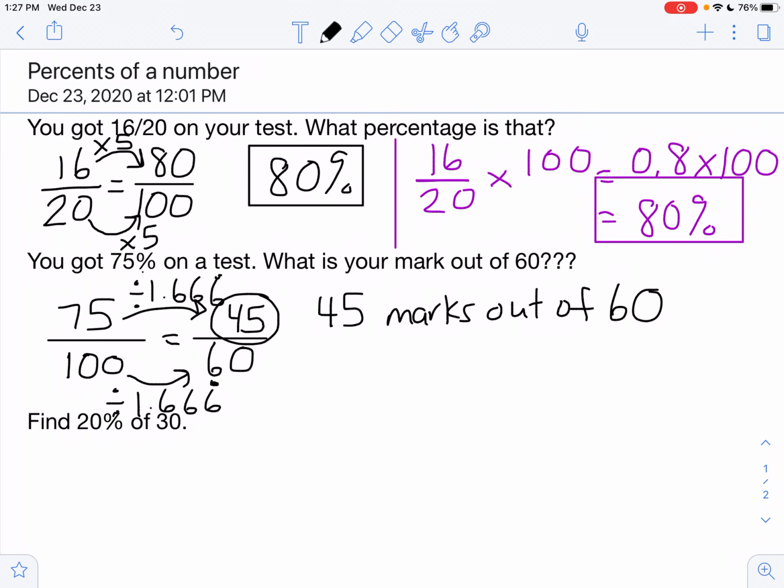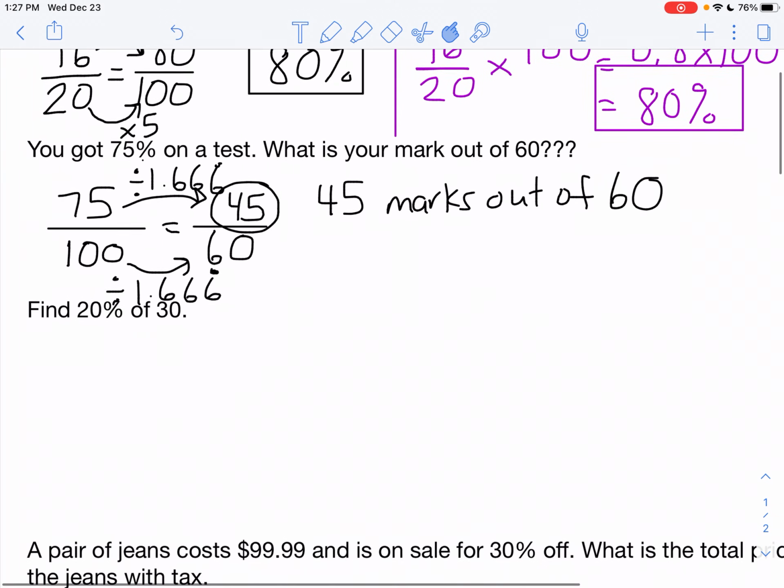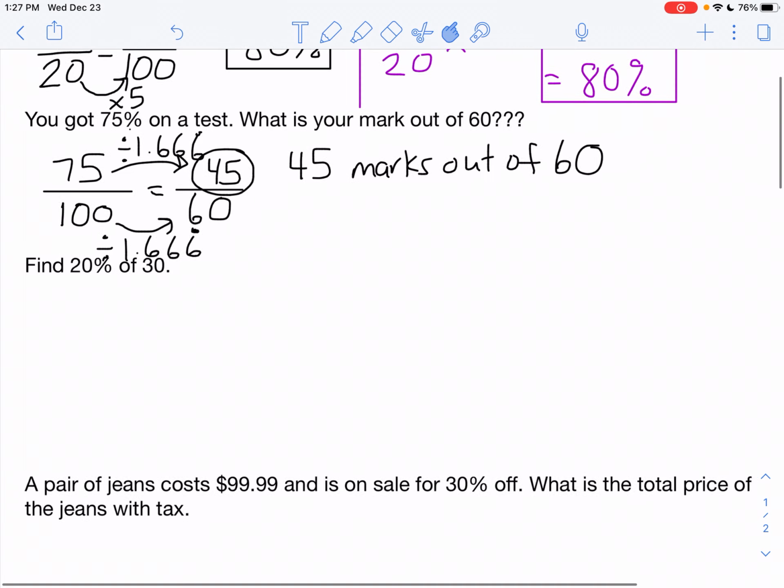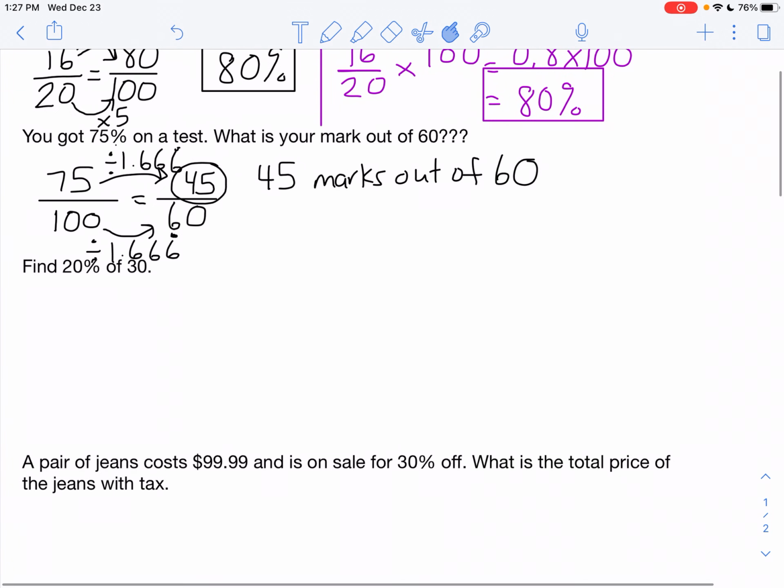Okay. This is the same type of question if I asked you to find 20% of 30. Maybe that's talking about marks. So maybe I got 20 out of 100 wrong out of 30. So how many did I get wrong out of 30? Or maybe I'm talking about 30 people and 20% of them speak a second language. So how many people speak another language out of the 30 people there? Okay, so we can change the context to whatever we want, but it's the same calculation that we were just doing.